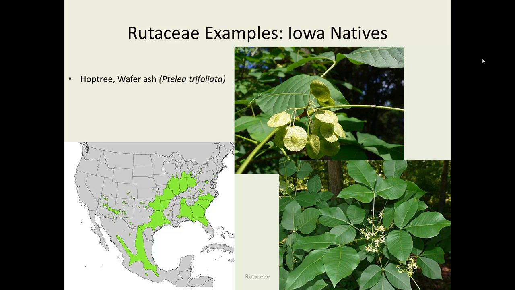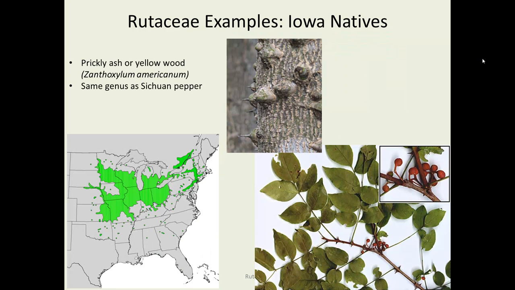Iowa natives. Just in the far east side, southeast edge of Iowa, we do have an Iowa native from this family called hop tree or wafer ash, Ptelea trifoliata. Much more of an Appalachian mountains down into Texas kind of tree. And then much more common in Iowa is prickly ash, sometimes called yellowwood, Xanthoxylum americanum, same genus as the Sichuan pepper, interesting. And, of course, xantho means yellow and xylem means wood. And sure enough, if you cut these open, the wood is quite yellow.